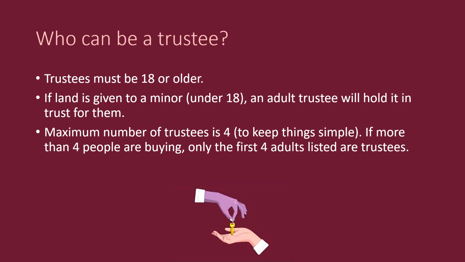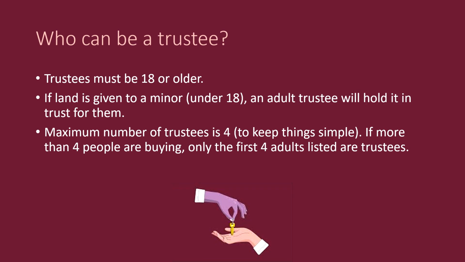As I said, the most common example will just be a couple owning something. But in theory, if there are more than 4 who want to purchase a house together, it's a bit tricky, because only the first 4 adults listed will count as the trustees, and the other ones will just be beneficial owners as well.